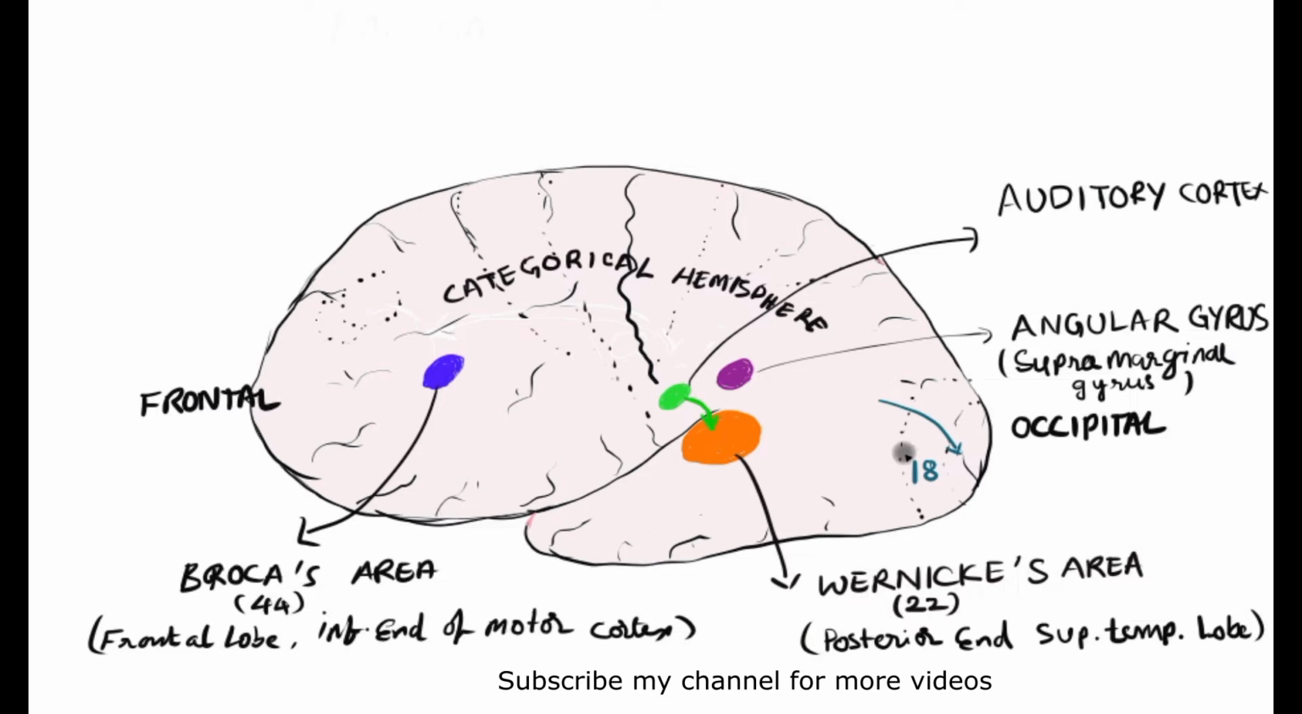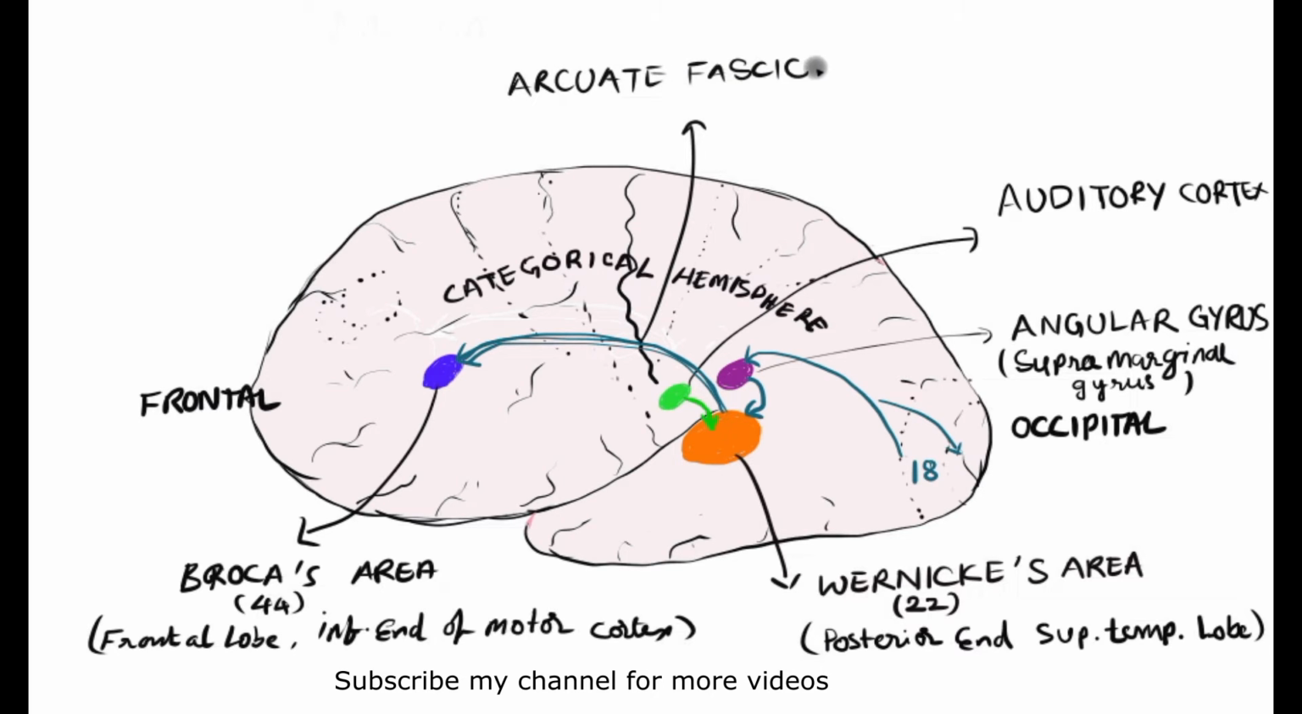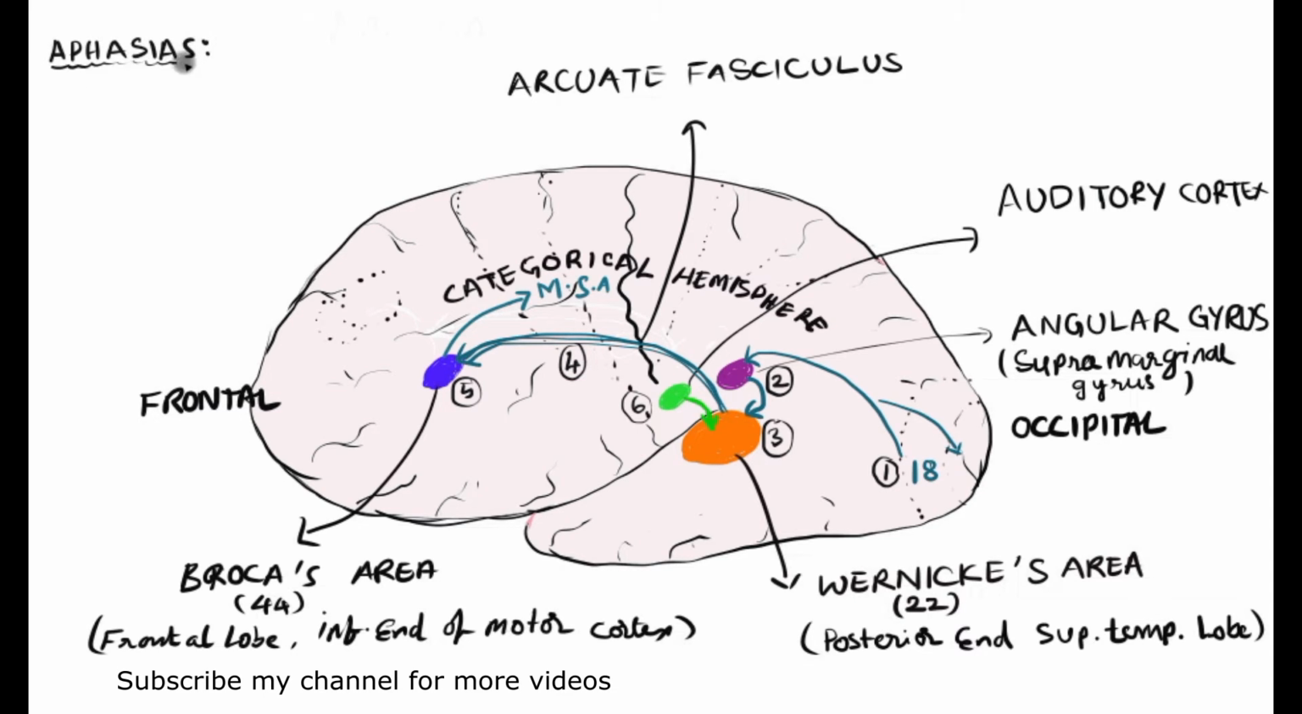From area number 18, the visual information projects to the angular gyrus, from the angular gyrus to Wernicke's area, and from Wernicke's area to Broca's area via the arcuate fasciculus. From Broca's area, finally motor fibers project to the motor speech area, where speech articulation becomes possible. This is about the areas of language processing and language production from the auditory and visual input.